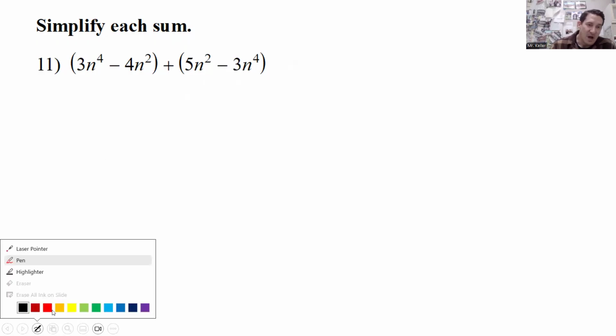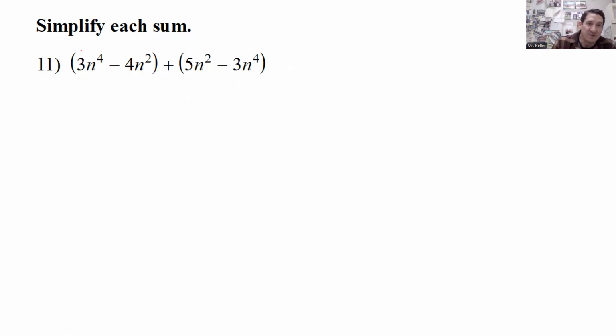So here we have like terms, we have 3n to the fourth, and this minus stays with that. So that's minus 3n to the fourth. We combine those, that's equal to 0. So that just cancels out.